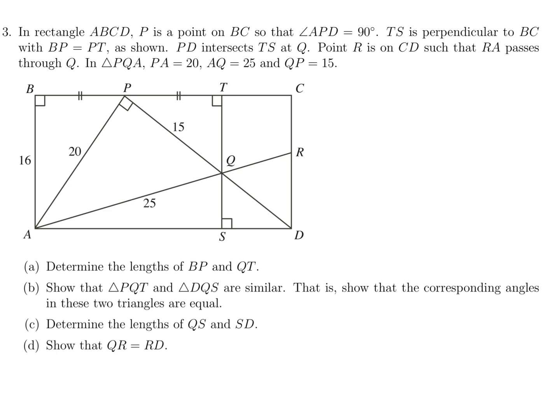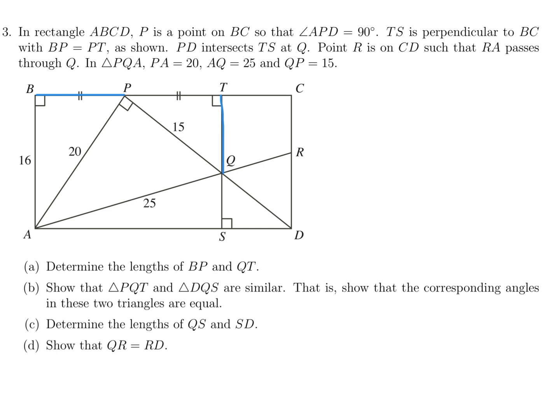Triangle PQA. PA is 20, AQ is 25, QP is 15. Determine the lengths of BP and QT. All right. BP, where's BP? Right here, right? This is BP, and what's the other one? QT. Where's QT? Okay, down here, this one.